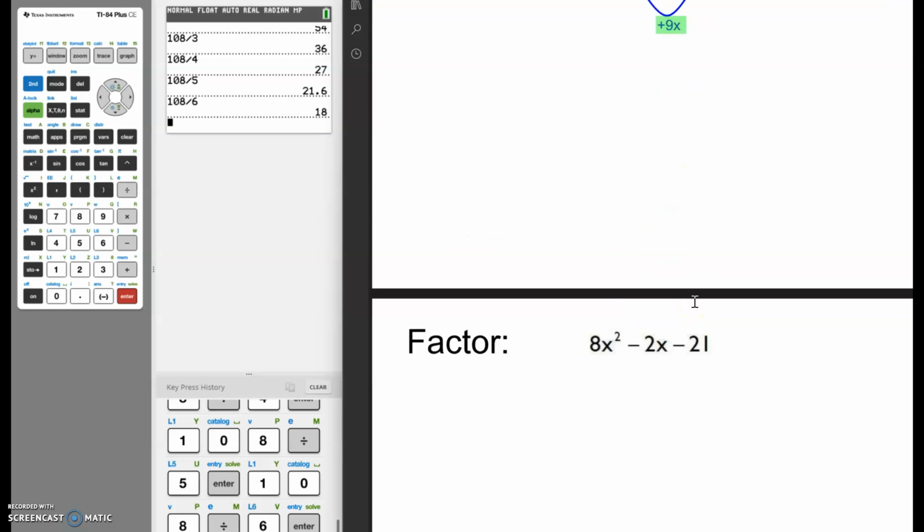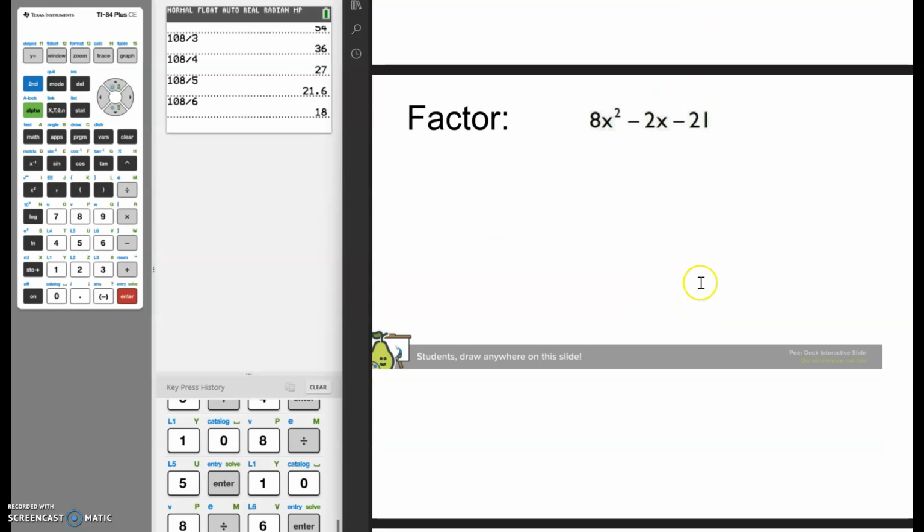I've got one more here. And this one gets even a little bit more tough because if we look at the first number, 8, there's a couple possibilities. It could be 1 and 8 and 2 and 4. So we actually have to think about a few more possibilities. The first two terms could be 8x and x, or maybe they're 4x and 2x.